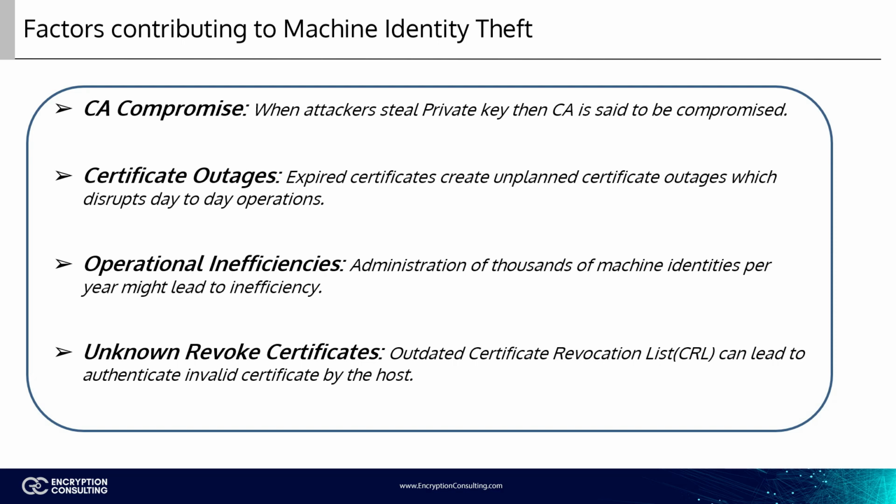First, we have CA compromise. Certificate authorities can be compromised when attackers steal their private key. Attackers can use these stolen private keys to sign certificates for malicious applications and fool browsers into believing they are trustworthy. These certificates, known as rogue certificates, are widely used by attackers to spread phishing and man-in-the-middle attacks. As a result, certificates of fraudulent servers and applications can be signed.